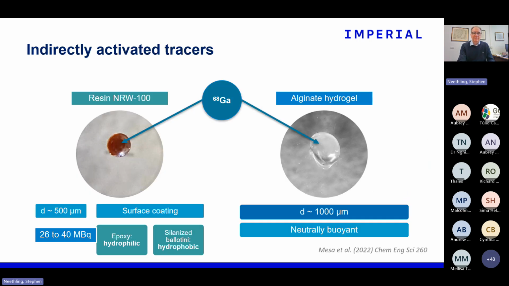And the ways that we've been doing this, in conjunction with the University of Cape Town, is looking at different types of resins where you can impregnate the resins with gallium-68 to produce the positrons, which then annihilate to give you your gamma ray signals. But because of the resins, we can change the properties of the resins and the coatings of the resins to actually give them different properties.